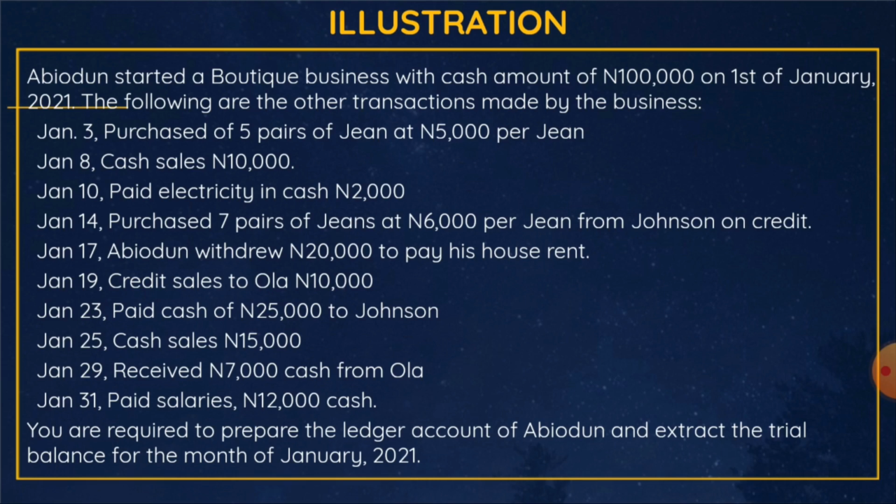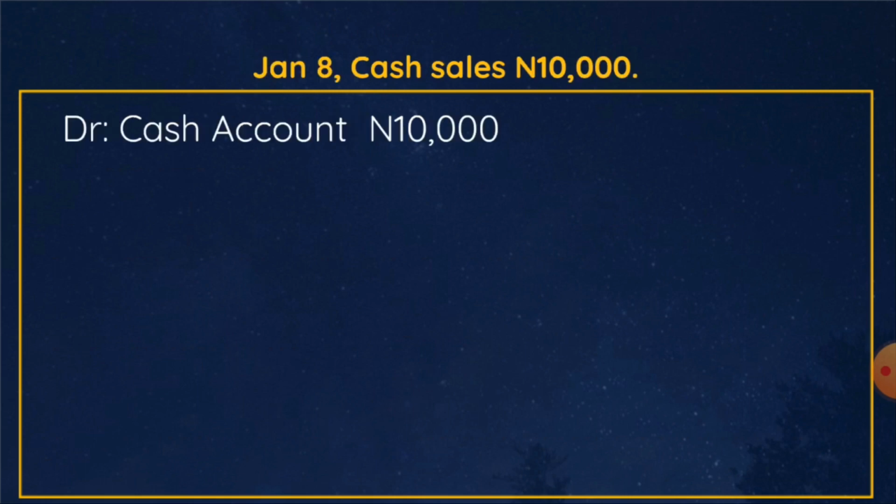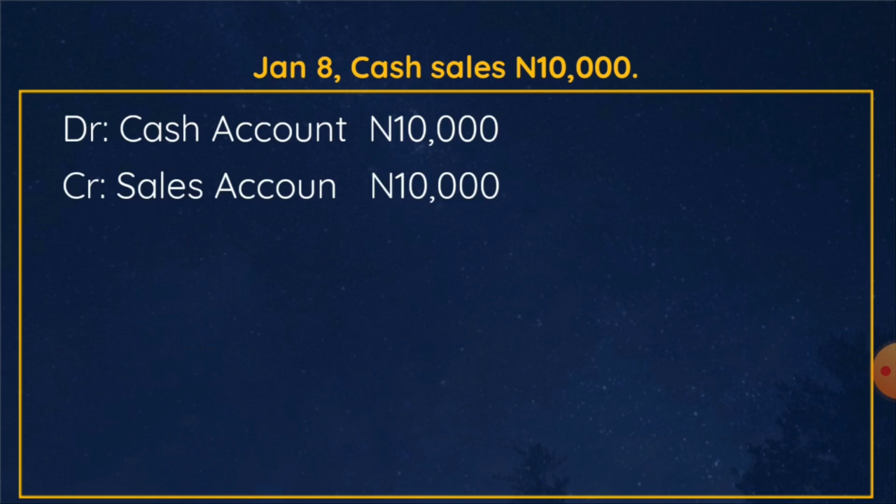On January 8th, cash sales, 10,000 naira. If we identify the two accounts, we have the cash account, because he is selling in cash, which means we are receiving money. The cash account will be debited, and the sales account will be credited. So that is cash account debit, then we credit the sales account with 10,000 naira.